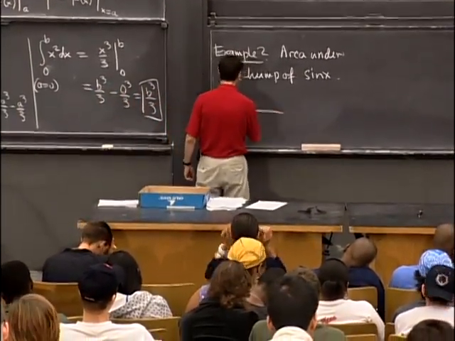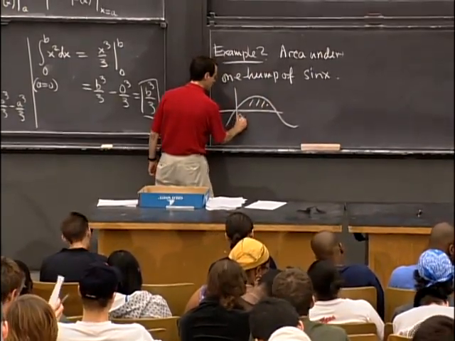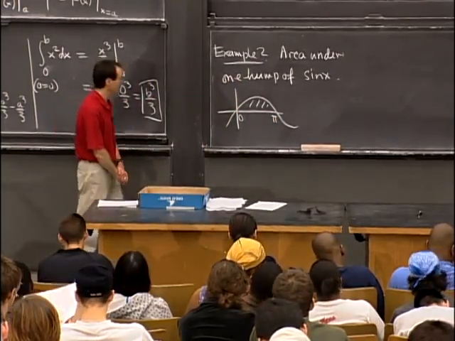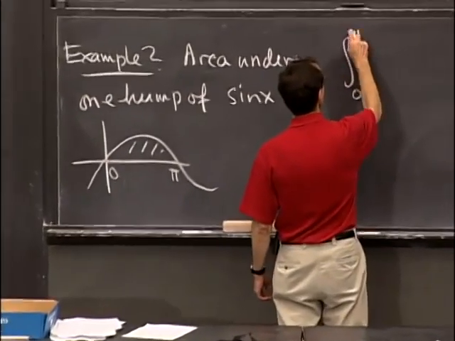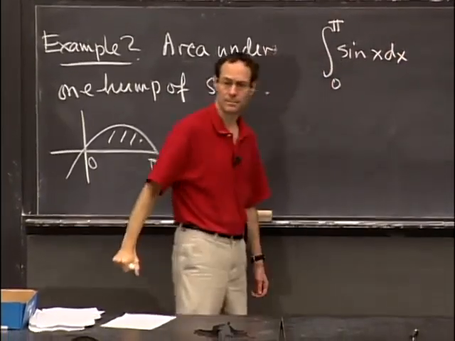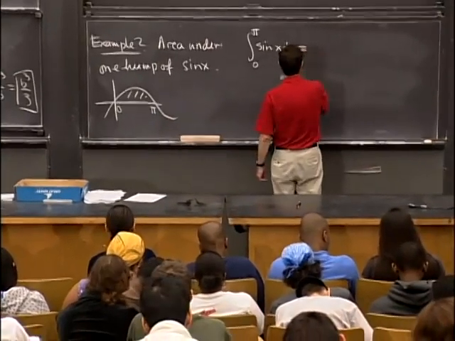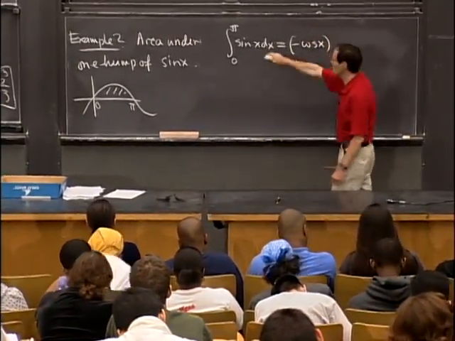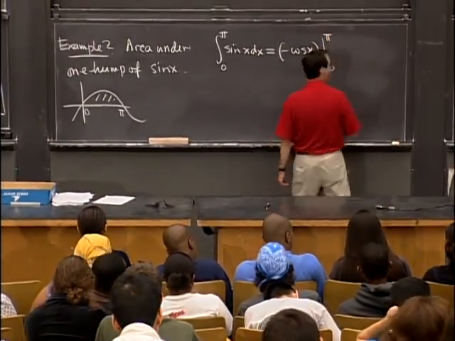Let me just draw a picture of that. The curve goes like this, and we're talking about this area here. It starts out at 0. It goes to pi. That's one hump. And so the answer is, it's the integral from 0 to pi of sine x dx. And so I need to take the antiderivative of that, and that's minus cosine x. That's the thing whose derivative is sine x, evaluating it at 0 and pi.